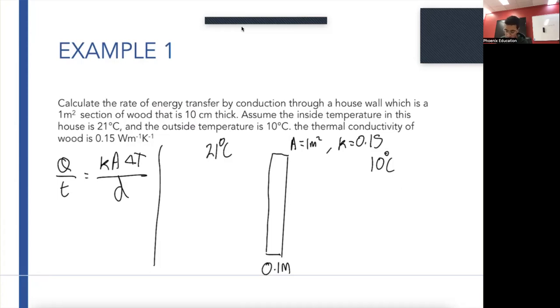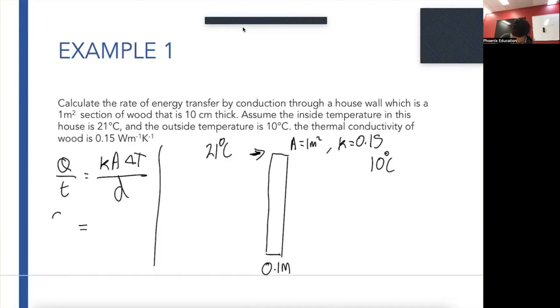What we have to do is consider that heat is being transferred from inside the house to outside the house, right? They want to reach equilibrium. So heat is being transferred from inside the house to outside, since it's getting colder and colder, because the outside temperature is colder.